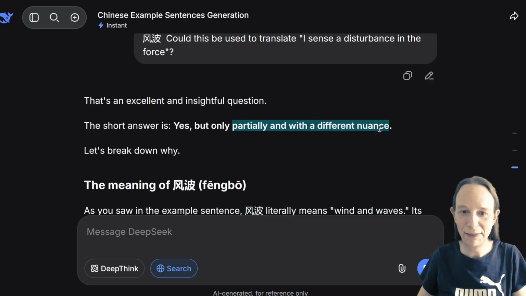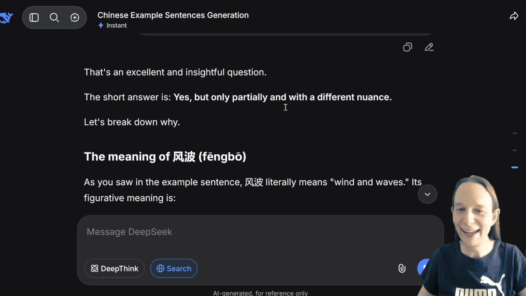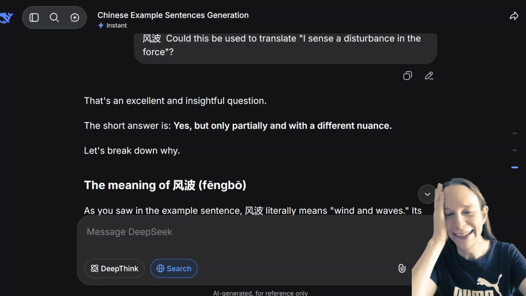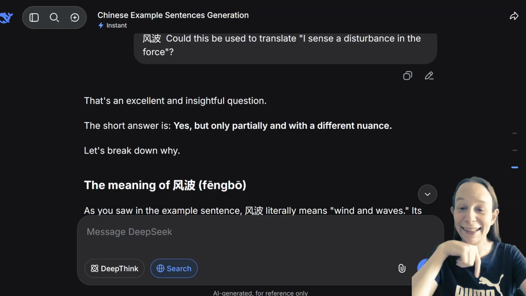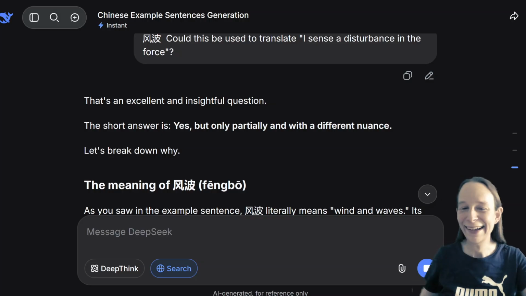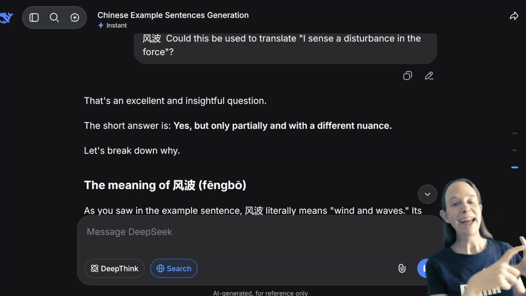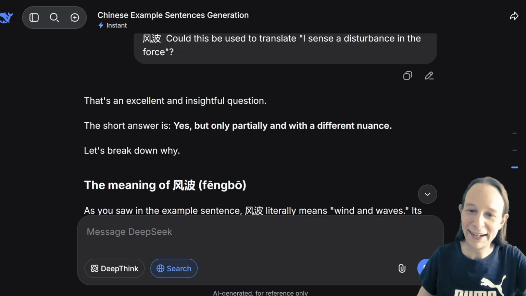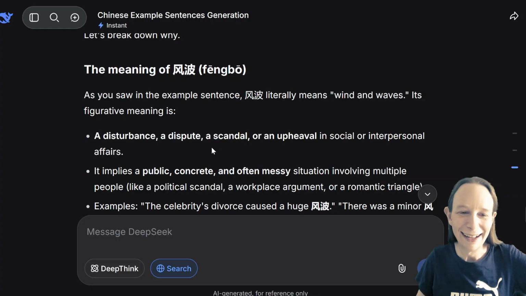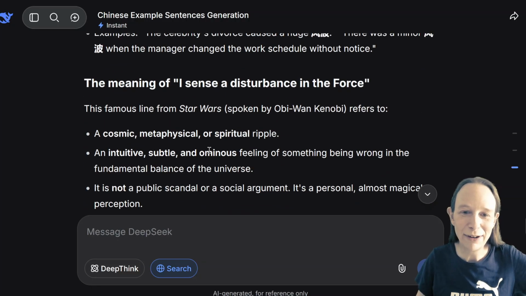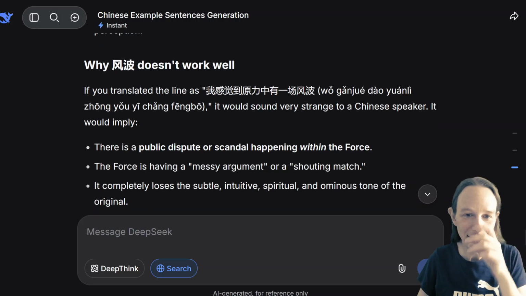Yes, but only partially, with different nuance. Yeah, pretty much every time I think, can I translate it? It's always like this. There's always nuance. In certain circumstances, yes. But 80% of the time, no. It's always like that. I sense a great disturbance in the force.